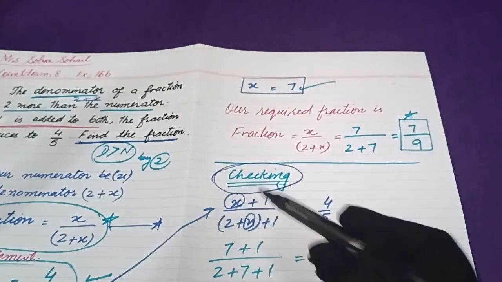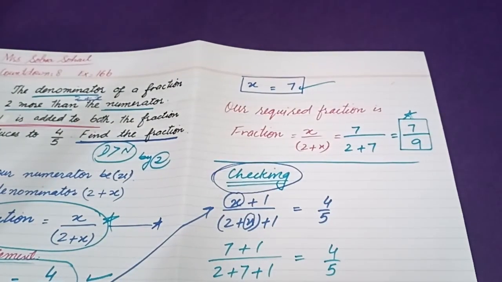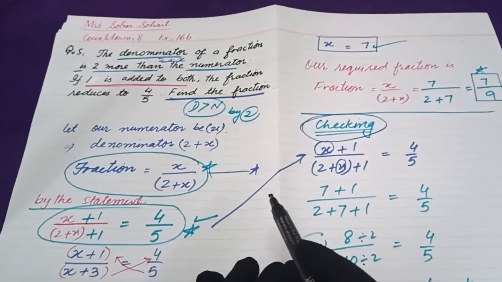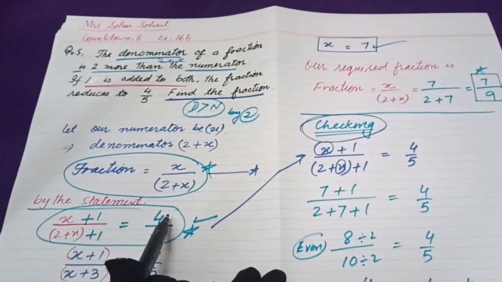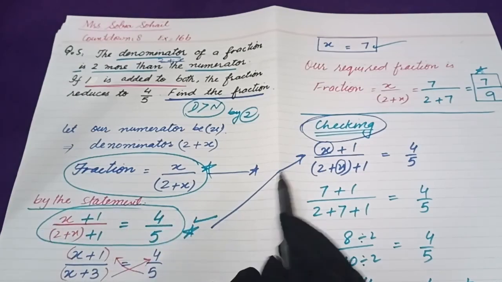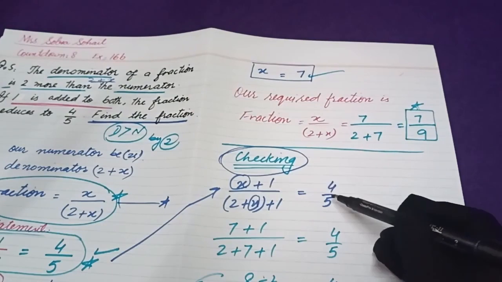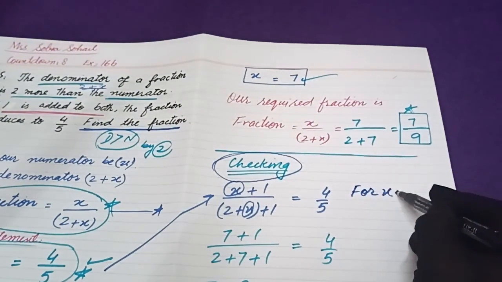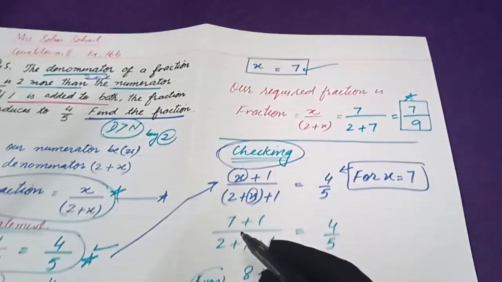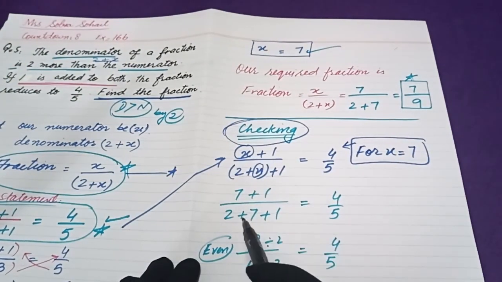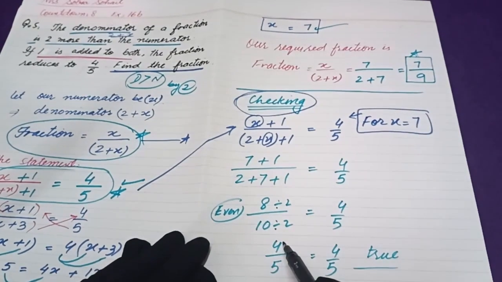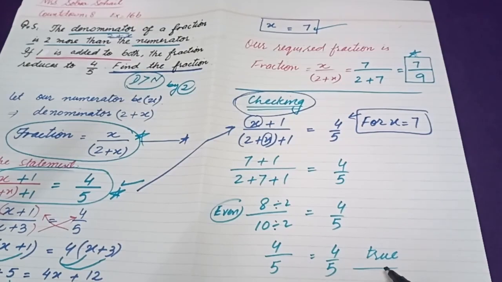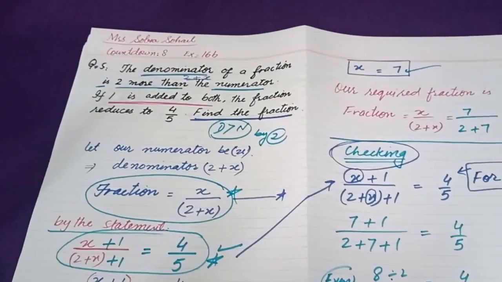Do the checking part always. When you are solving statement problems, always do the checking part. After the construction of the statement, write down this equation and do your checking on it. Here you are checking for x equals 7. 7 plus 1 becomes 8, and 2 plus 7 plus 1 becomes 10. Because both are even numbers, divide by 2: it becomes 4 over 5, and that is true. So our question is done till here.